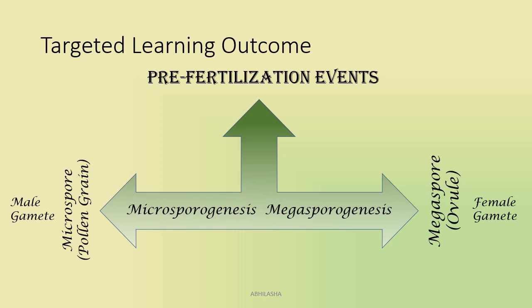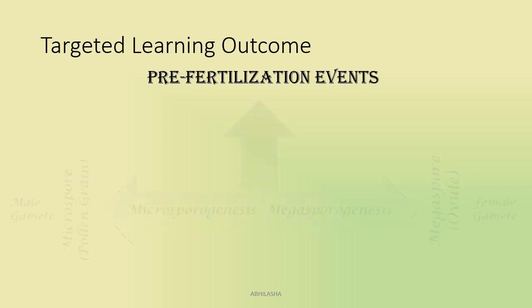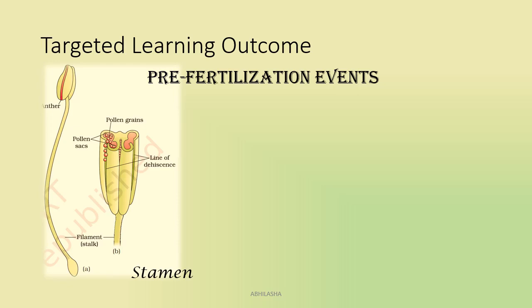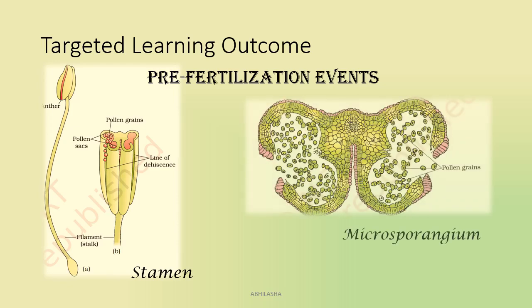So in this session, we'll try to cover the first part of pre-fertilization events, that is structure of male reproductive part, stamen, and the process of microsporogenesis along with the structure of microsporangium.